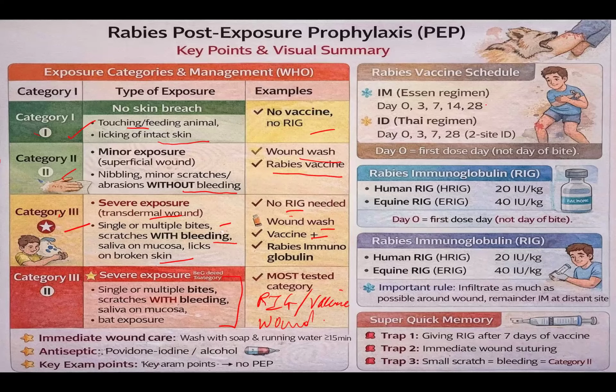Now, when we talk about the rabies vaccine, there are two schedules: one is intramuscular and one is intradermal. Remember the names. The intramuscular is called the Essen regimen and the intradermal is the Thai regimen. Intramuscular, we give on days 0, 3, 7, 14, 28. But intradermal, which is the Thai regimen, we give on days 0, 3, 7, 28. Day 14 is missing here. And we give the injection on both sides, right arm and left arm. So if the patient comes on day 0, give intradermal injections in both the left and right arm.